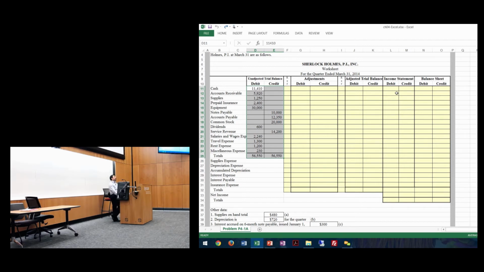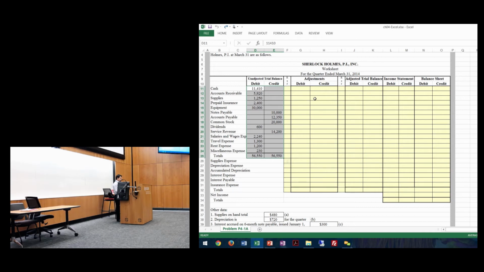Thank you. Now we have the adjustments. You always start with them one by one. The first one, A, is supplies on hand of $480. This is the ending inventory of supplies. What you need to actually look at is how much you spent. So for this one, you look at supplies. Where's supplies? Oh, okay, here.